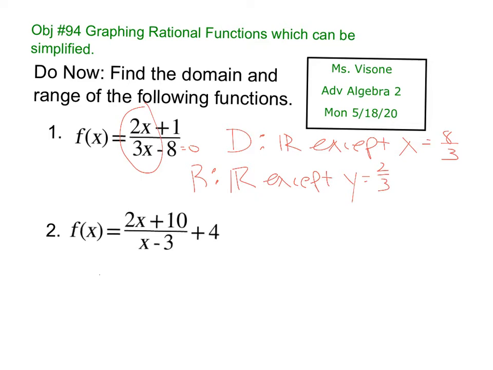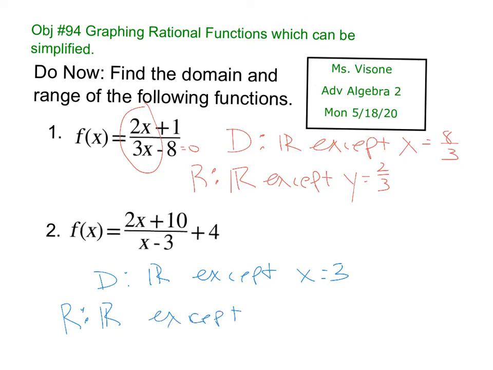For number 2, the domain is all real numbers except x equals 3. And the range, all real numbers except, so this one, we have 2x over x plus 4. 2 plus 4 is 6. All right, so that's your domain and range.